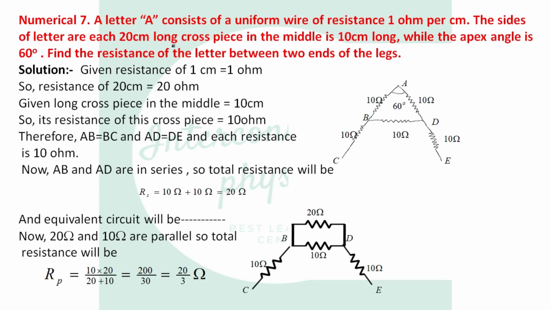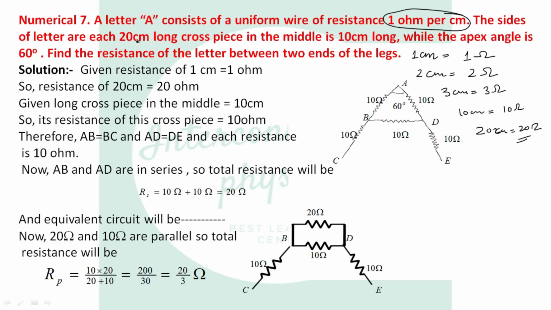A letter A consists of uniform wire of resistance 1 ohm per centimeter. That means for 1 centimeter, resistance will be 1 ohm. For 2 centimeters, resistance will be 2 ohm. For 3 centimeters, 3 ohm. For 10 centimeters, 10 ohm. For 20 centimeters, 20 ohm. The sides of the letter are 20 centimeter.